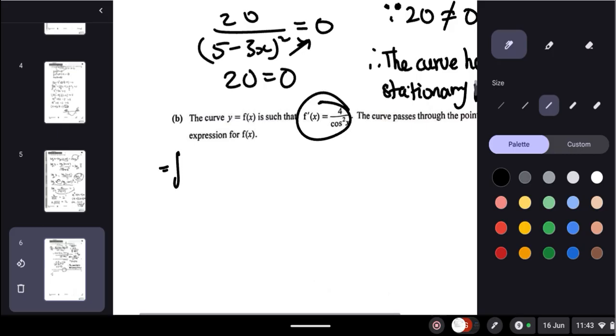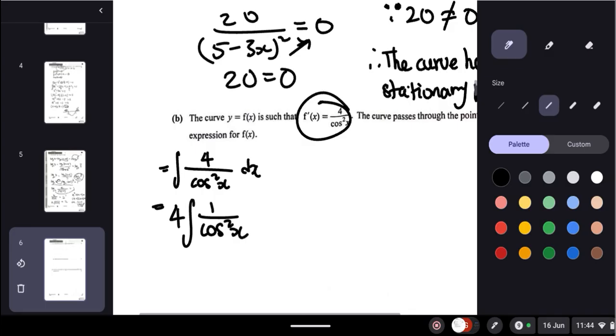Okay, 4 over cosine squared x dx. Now this one you have to do carefully. It's a very insane kind of step, so a lot of students didn't know that year that you could have done this. Pull out the 4, then you get 1 over cosine squared x dx.